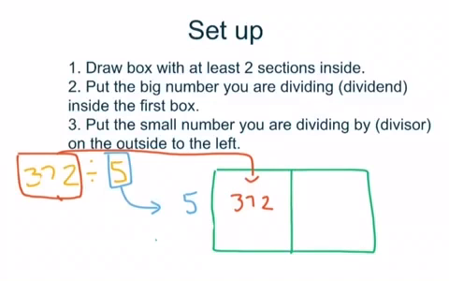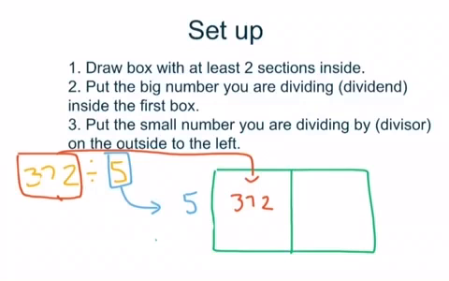But start with two sections, and then what you want to do is put that big number that you're dividing, otherwise known as the dividend, inside of the first box. So as you can see here, my problem is 372 divided by 5, and you put the 372, the big number, inside of the first box. And then the number that you're dividing by, or the divisor, you put on the outside to the left.